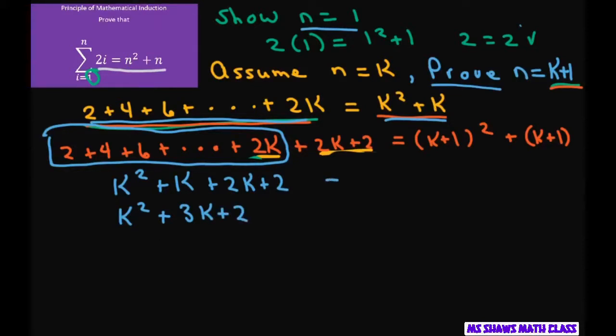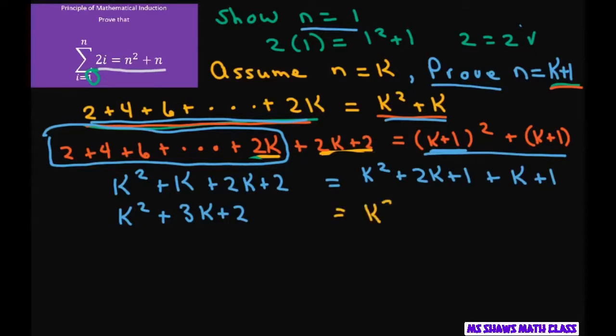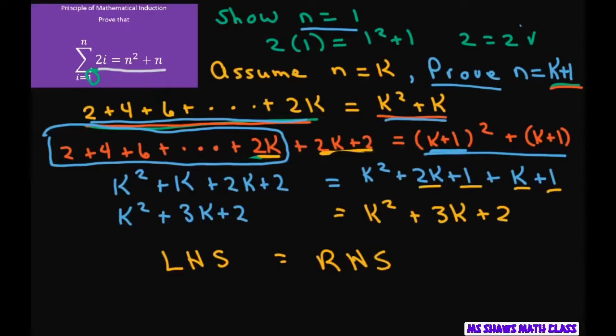All right, now this side has to be simplified as well. So I'm going to FOIL that out. This is going to give me k squared plus 2k plus 1, and then we have plus k plus 1. Simplifying that gives us k squared, these two add up to 3k, and these two ones add up to 2. So the left-hand side equals the right-hand side, and we did our proof.